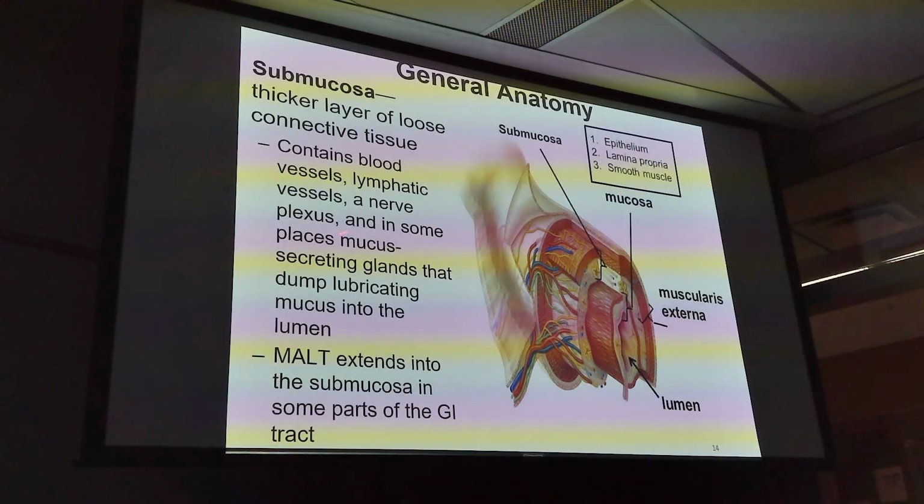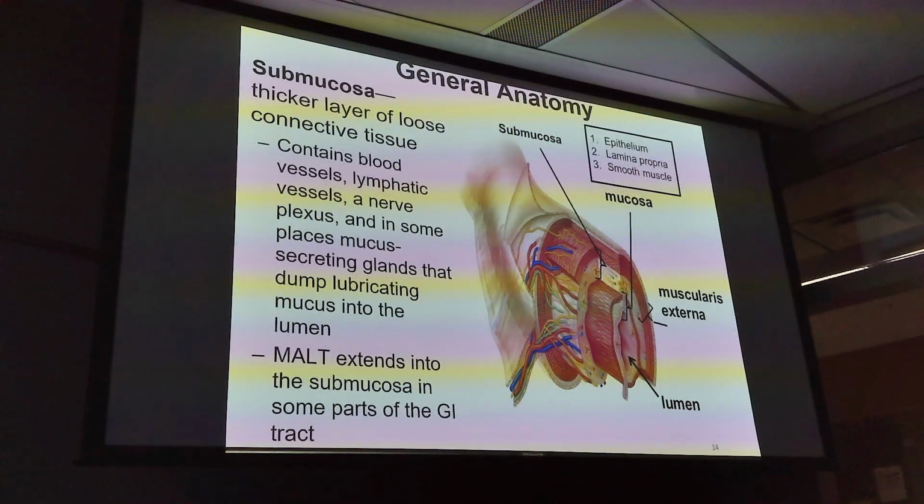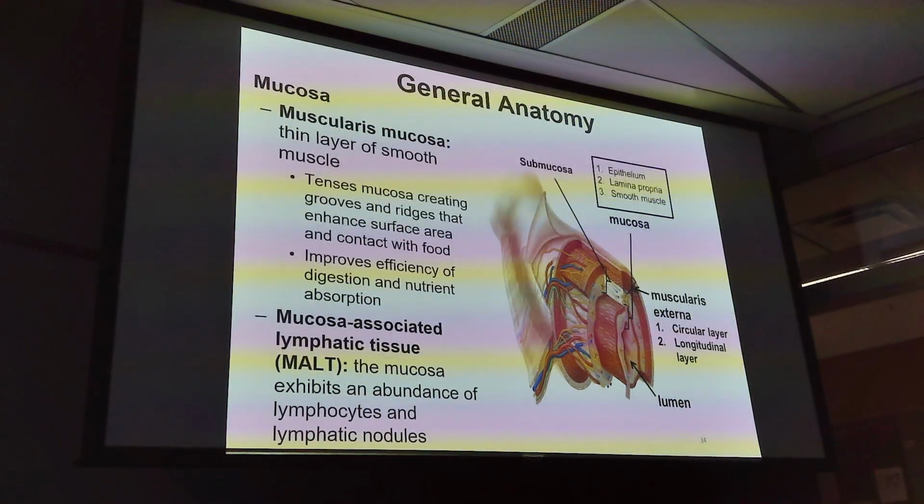Okay, submucosa, this is a thick layer of loose connective tissue, because this is where your blood vessels, your nerves, all that stuff is. You also have a lot of secreting glands that we saw when we drew some of this in one of the last labs. And then obviously the MALT, okay, is down underneath the epithelium.